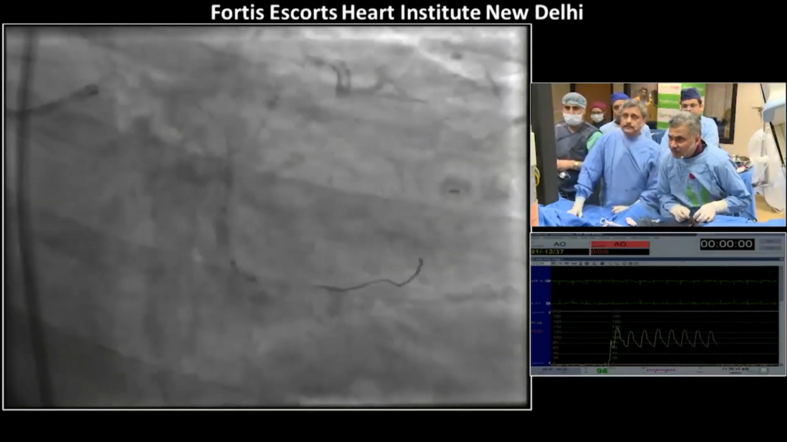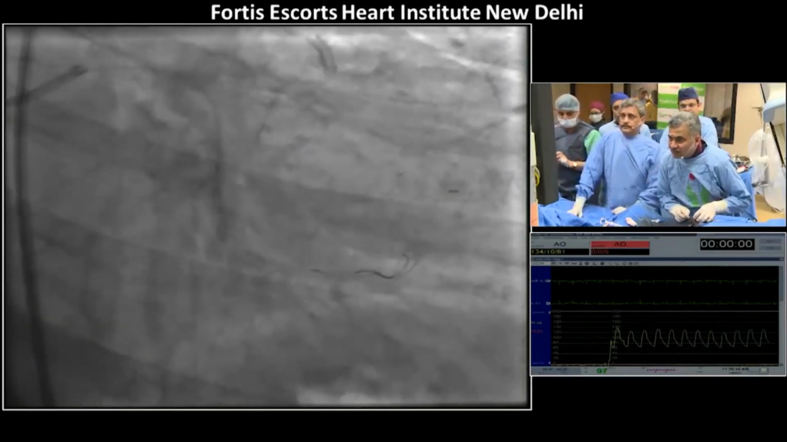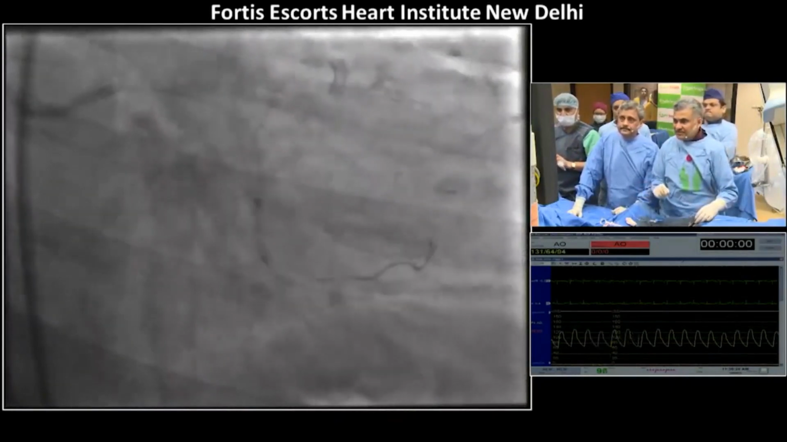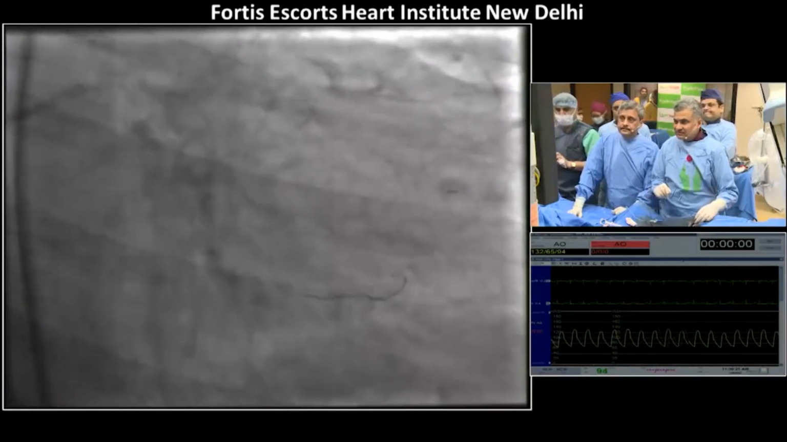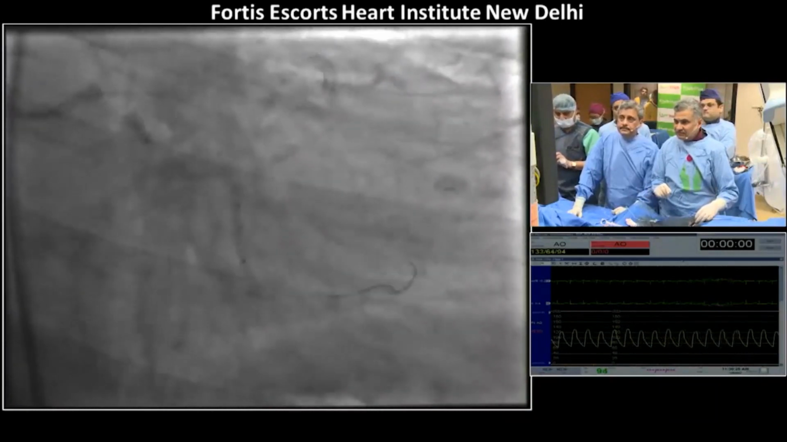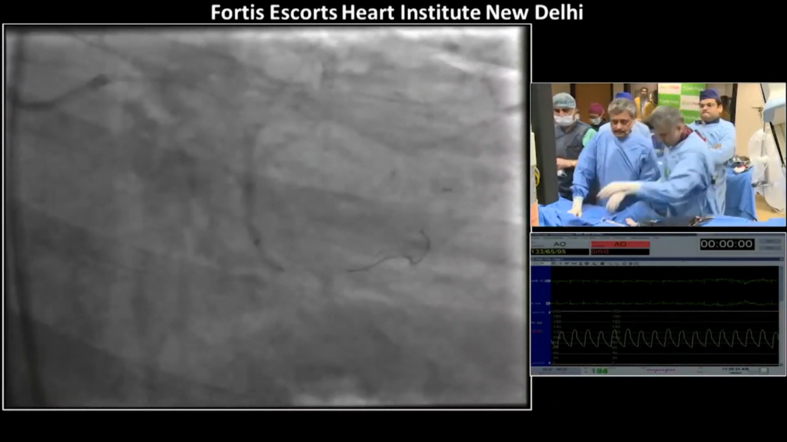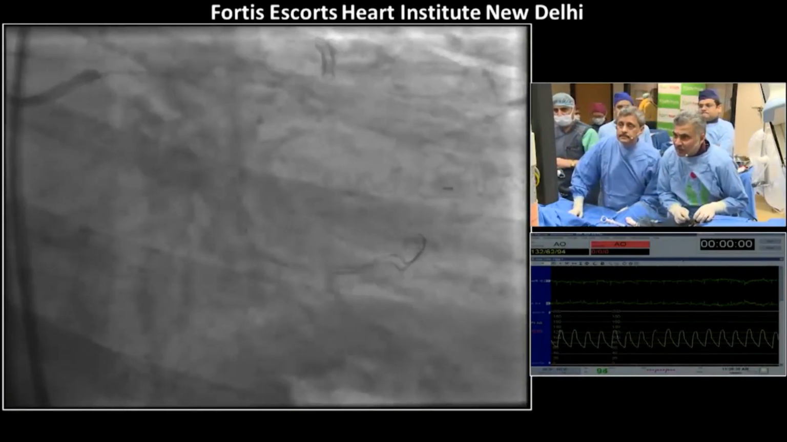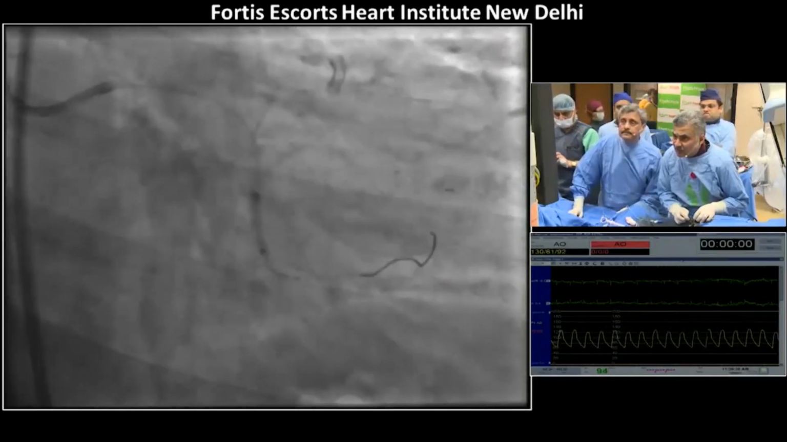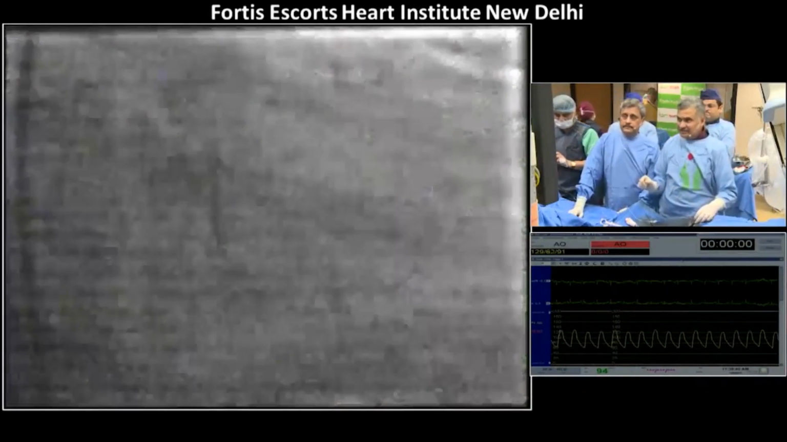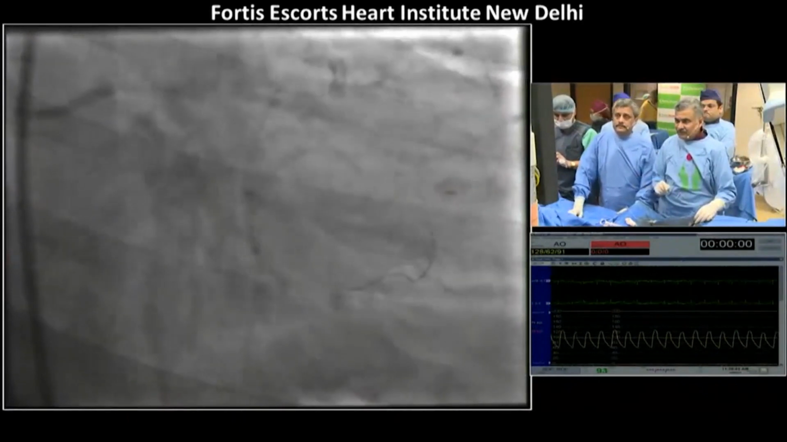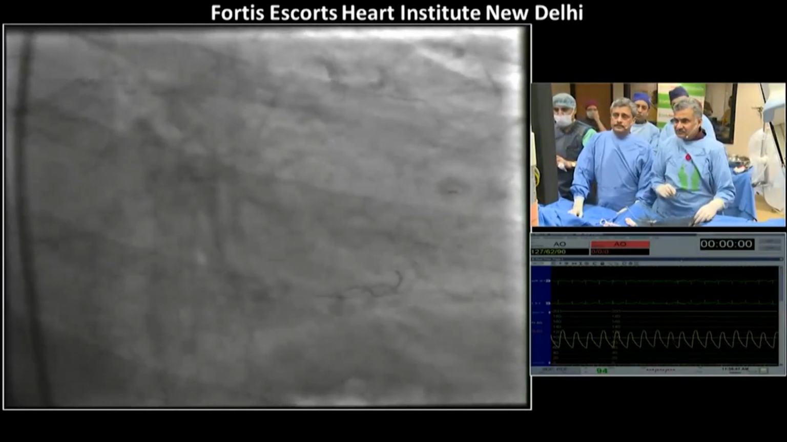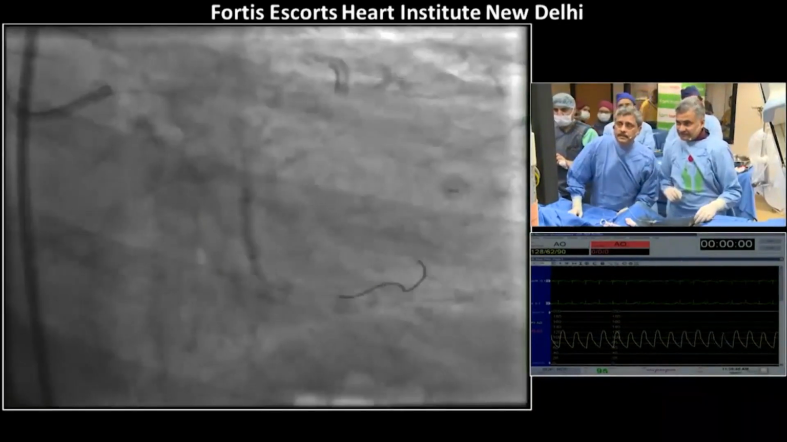Okay, go up. 1, 2, 3, 4, 5, 6, 7, 8, 9, 10, 11, 12. Deflate, please. I'll come back a bit more. So the distal vessel is avoided. Yeah, go up. 1, 2, 3, up to 18. Cine. Still not given way. Need to go higher.